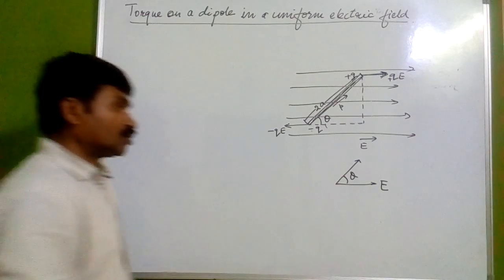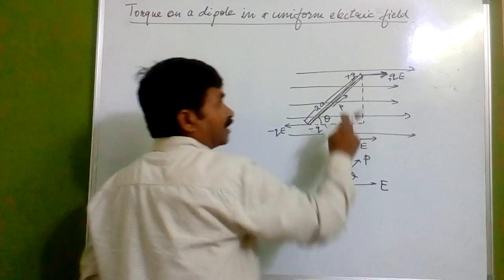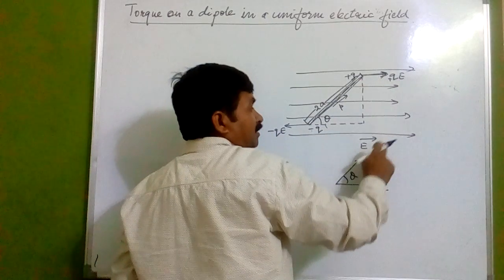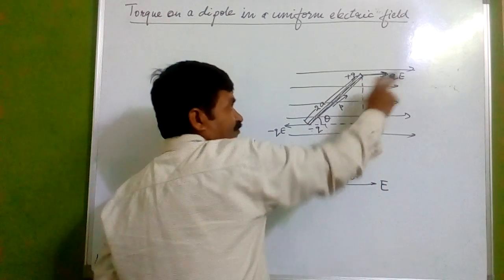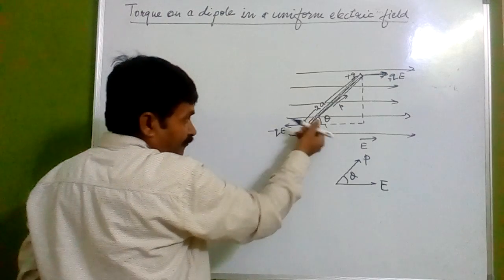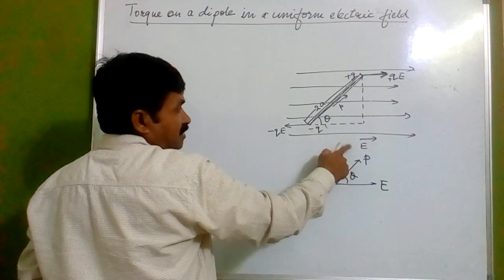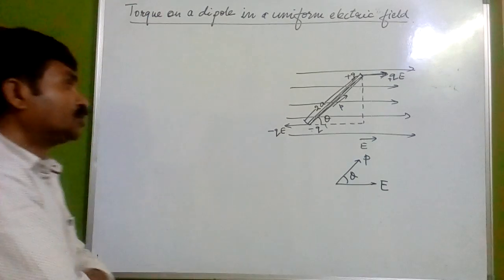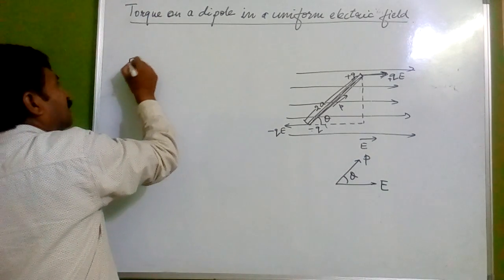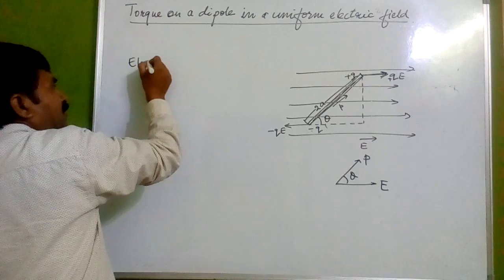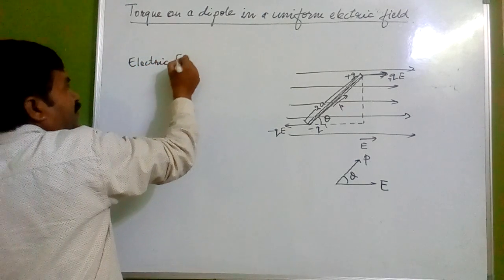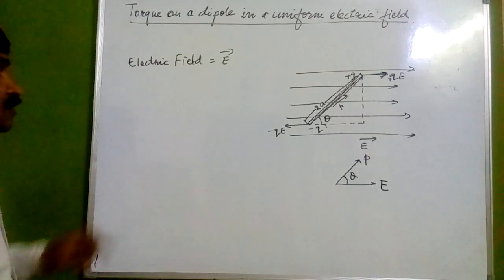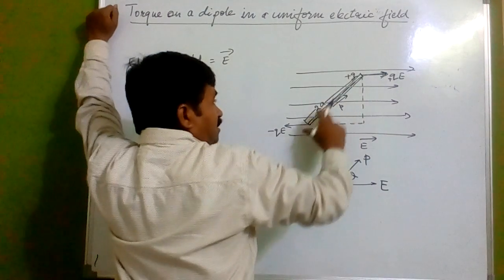There will be a force acting in the direction of E, the electric field. Similarly, there will be a force acting in the direction opposite to the electric field because of the -2 charge. Here we have taken the electric field E, and the distance between the charges is 2a.